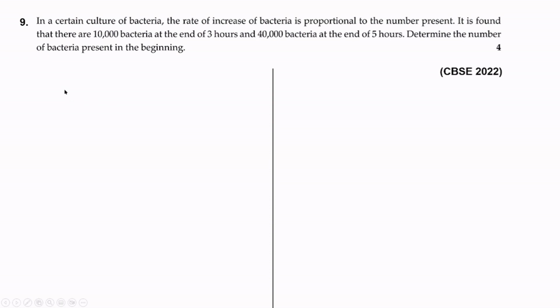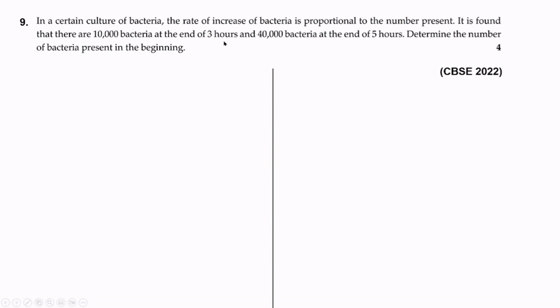Moving on to the next question. A question from differential equation which was asked in last year's board paper. In a certain culture of bacteria, the rate of increase of bacteria is proportional to the number present. It is found that there are 10,000 bacteria at the end of 3 hours and 40,000 bacteria at the end of 5 hours. Determine the number of bacteria present in the beginning.